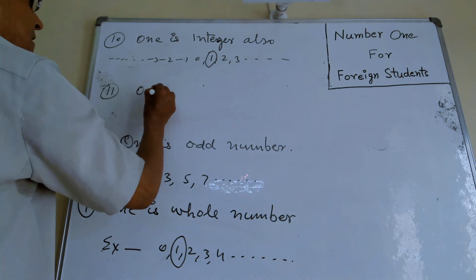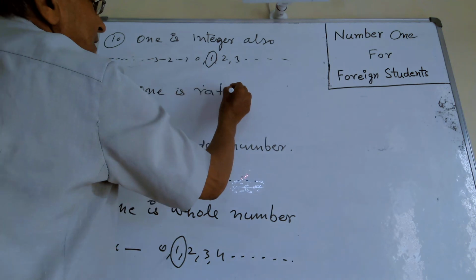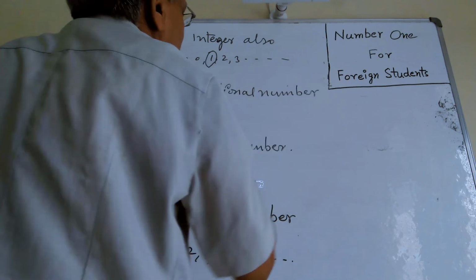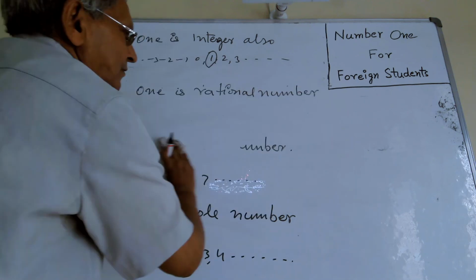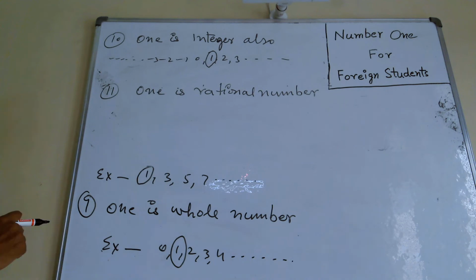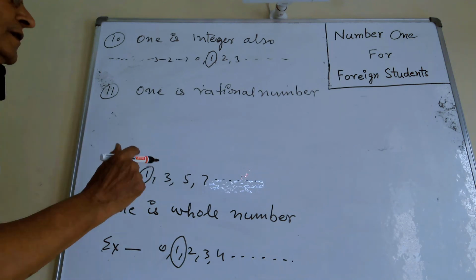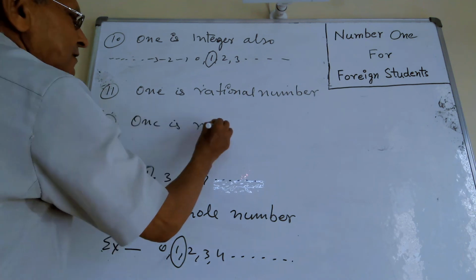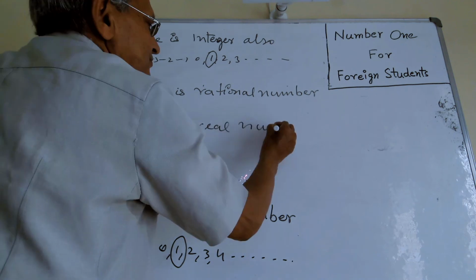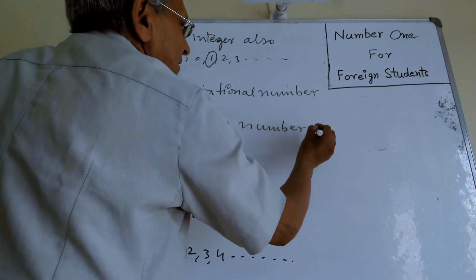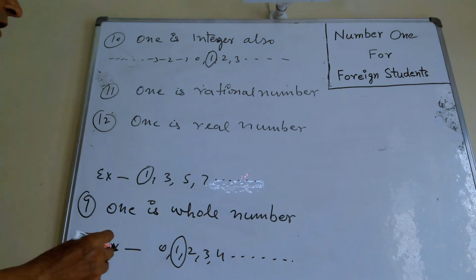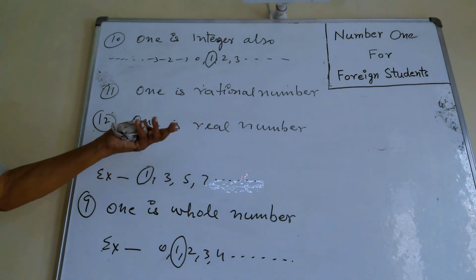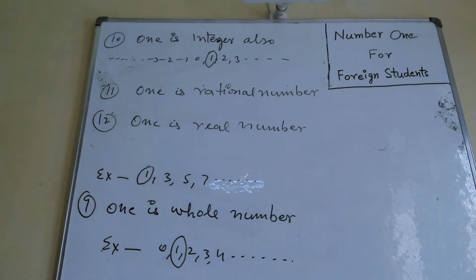11th property. 1 is a rational number. 12th property. 1 is a real number. So my dear students, all the numbers are real numbers. So 1 is also a real number.